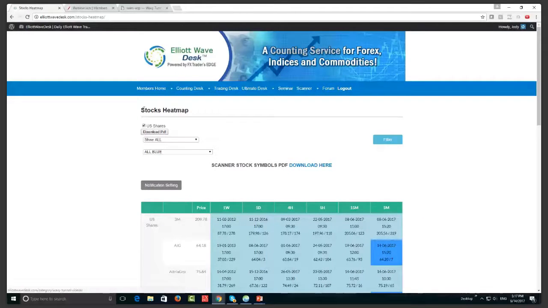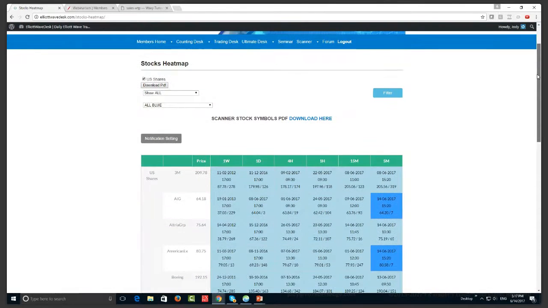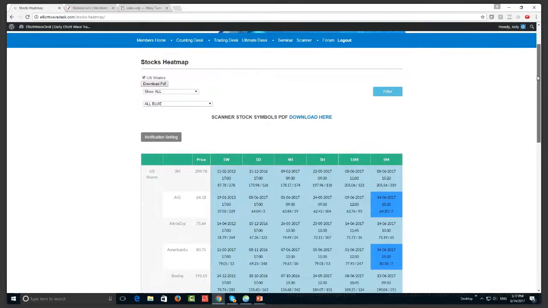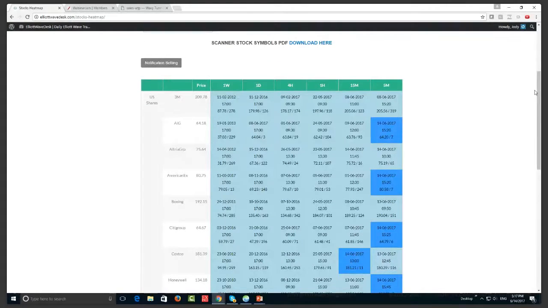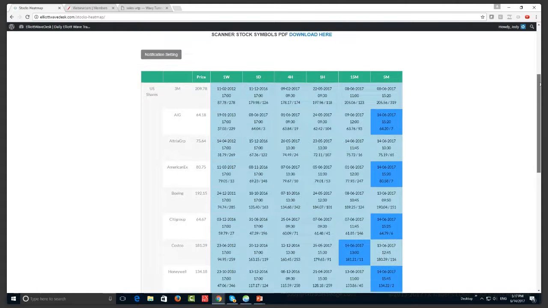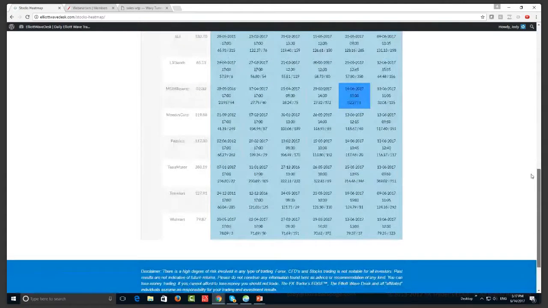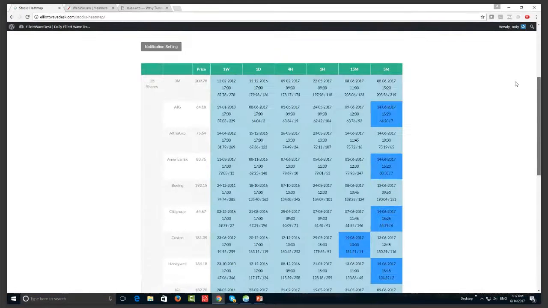This is our Elliott Wave desk where we have our membership. And in the scanner, we have a stocks heat map. So we have over 100 different US stocks. What I've done is sort by all blue. That means all bullish. This is really a heat map, and it goes from the 1 week down to the 5 minute. So these are all of the stocks that have been trending up on every single time frame.